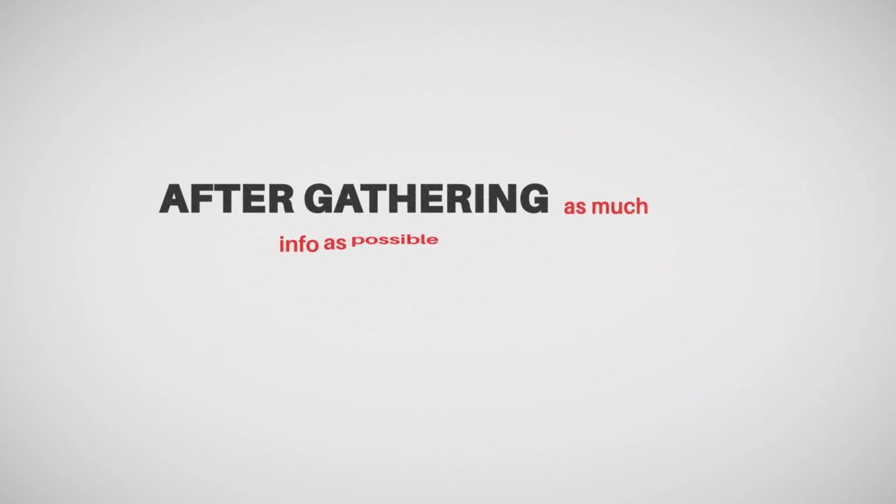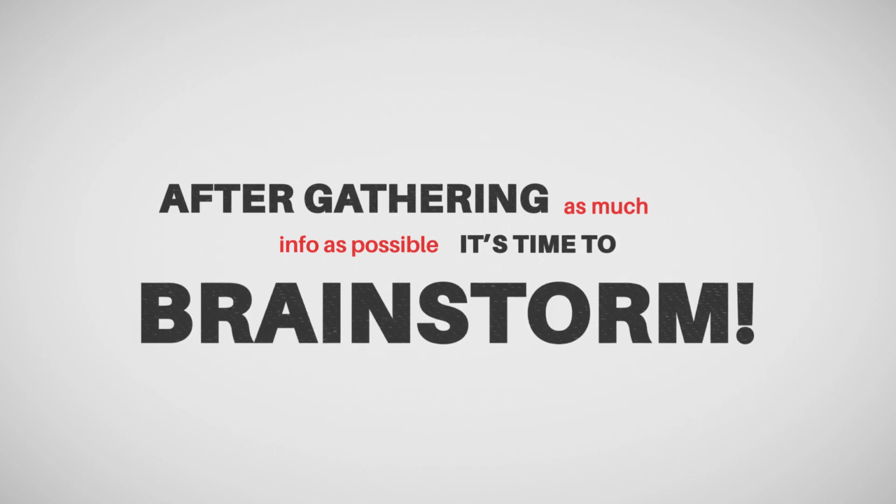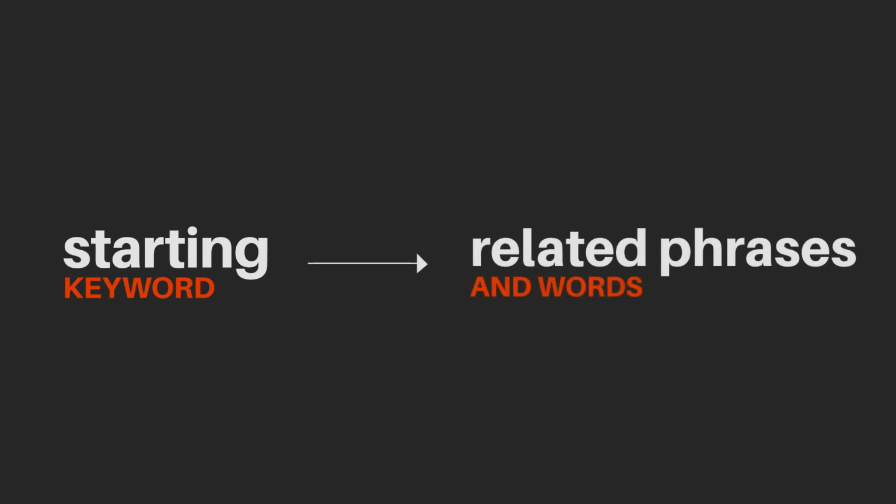After gathering as much information as possible, it's time to brainstorm. Now to brainstorm, simply take a word from the brand name, or just a keyword that relates to the business, and then generate adjectives or phrases linked to that original word. Now these will lead you to concepts later down the line.